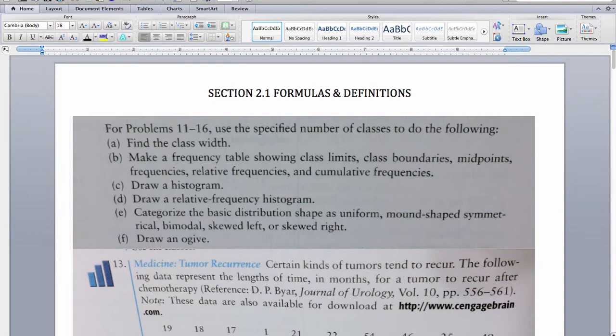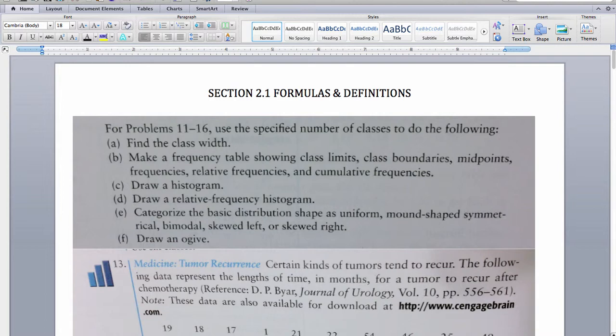Chapter 2 is all about organizing your data. Let's go over a sample problem and then discuss the definitions and formulas associated with it. For problems 11 through 16, use a specified number of classes to do the following. You're going to find the class width. We're going to make a frequency table showing class limits, class boundaries, midpoints, frequencies, relative frequencies, and cumulative frequencies.